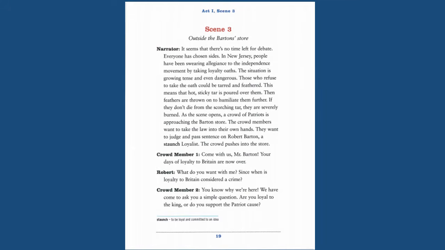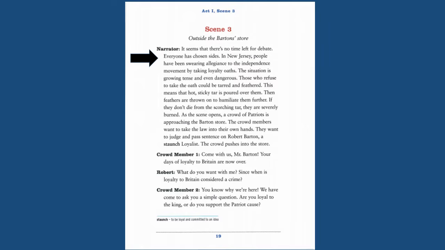Act 1, Scene 3, Outside the Barton Store. It seems that there's no time left for debate. Everyone has chosen sides. In New Jersey, people have been swearing allegiance to the independence movement by taking loyalty oaths. The situation is growing tense and even dangerous. Those who refuse to take the oath could be tarred and feathered. This means that hot, sticky tar is poured over them. Then feathers are thrown on to humiliate them further. If they don't die from the scorching tar, they are severely burned.